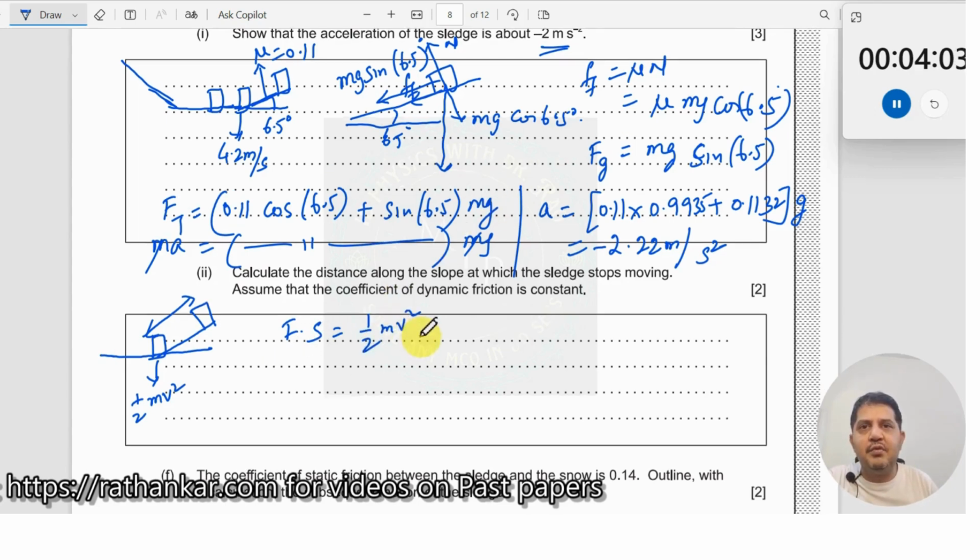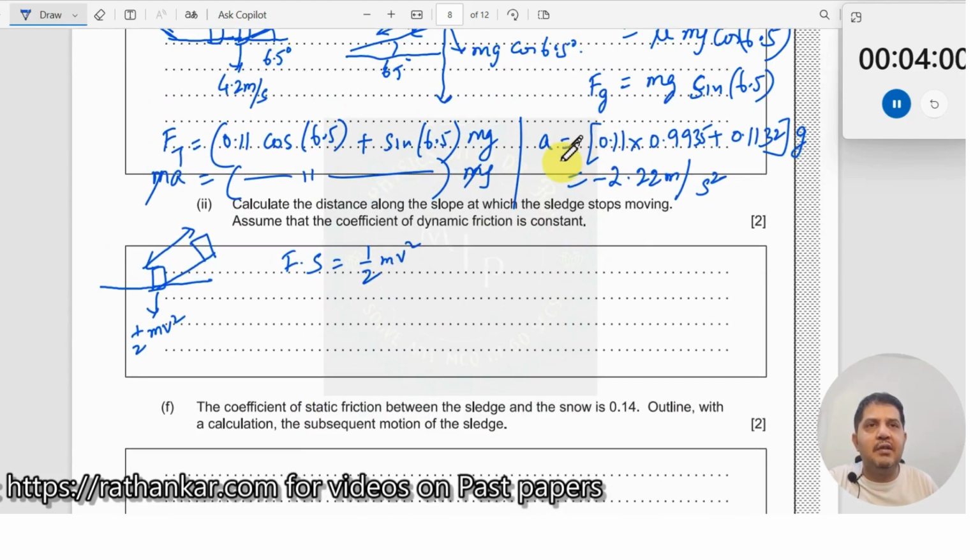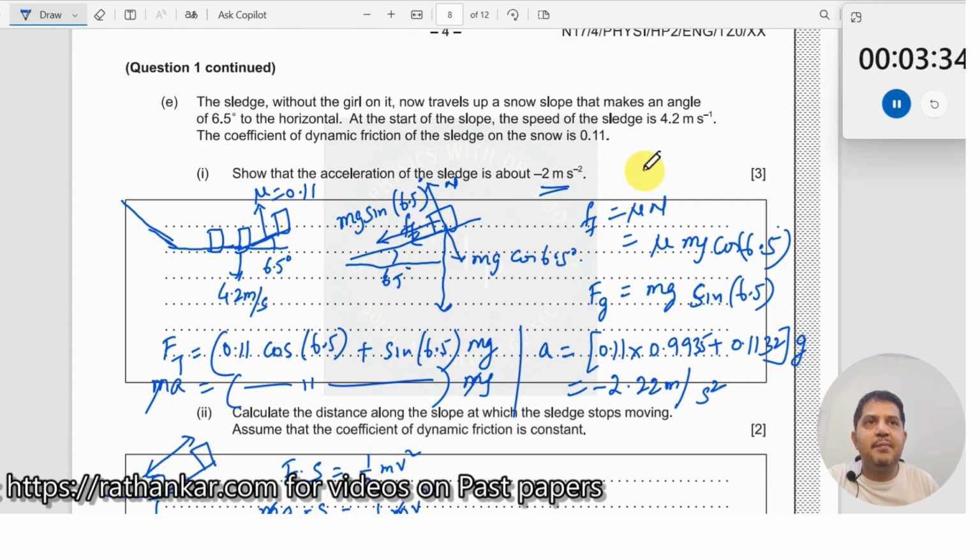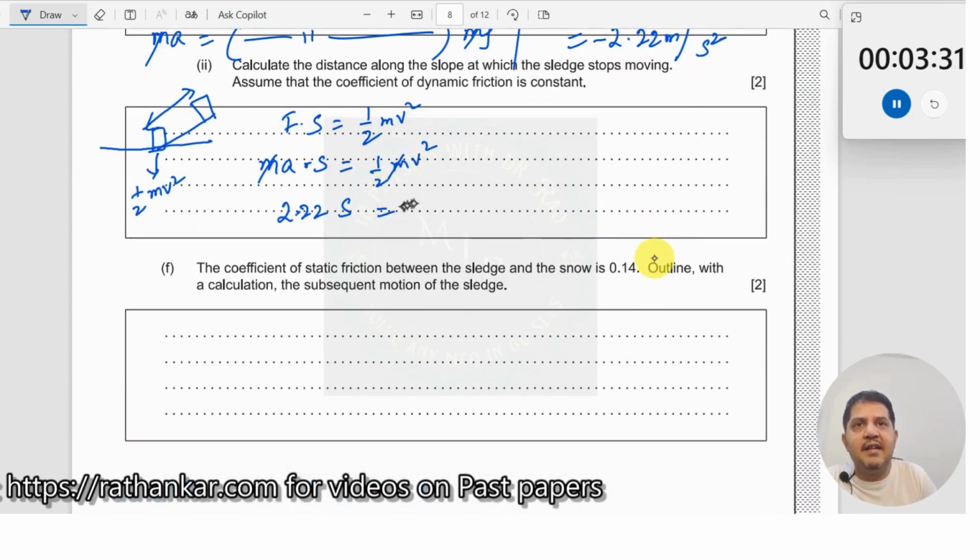Now I need to get the value of F here. I already know the value of A here, so I can write F as m into A. m into A multiplied by S is equal to half mv square. I'll just take the magnitude of this. This m and this m go away, and I only have A. What is this A here? 2.22. So 2.22 multiplied by S is equal to v square over 2. What was the velocity at the beginning point? The velocity at that point was seen to be 4.2, right? So I'll write this as 4.2 square divided by 2. Therefore S should be equal to 4.2 square divided by 2 into 2.22.